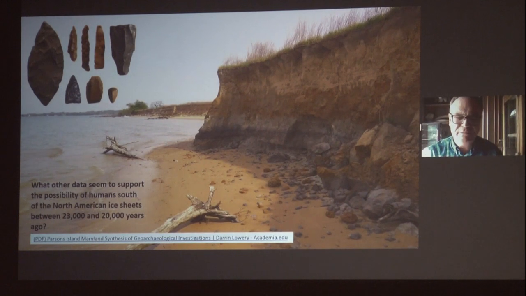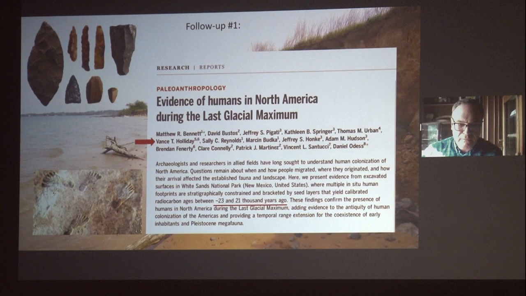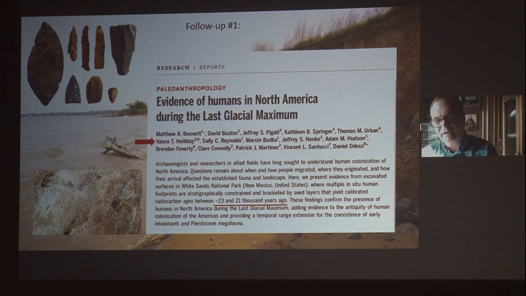So what other data seem to support the possibility of humans south of the North American ice sheets between 23 and 20,000 years ago? By the way, there's a link at the bottom if you want a copy of the final monograph, feel free to click on it. So what other data do we have? Not surprisingly, or actually surprisingly, after I finished that monograph, within a few months, this article came out and it talks about human footprints at White Sands, New Mexico, data between 23 and 21,000 years ago.